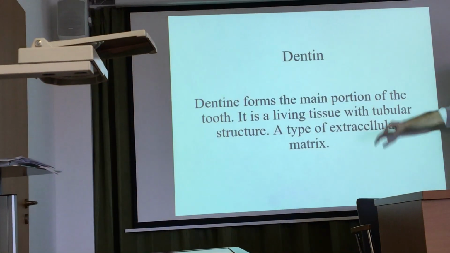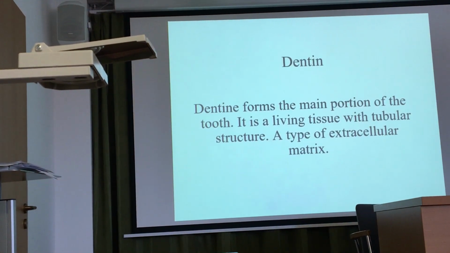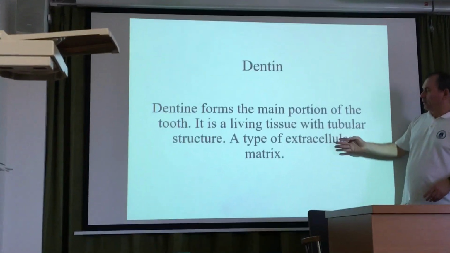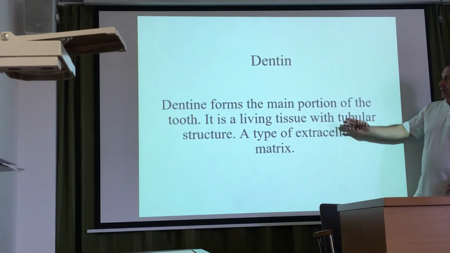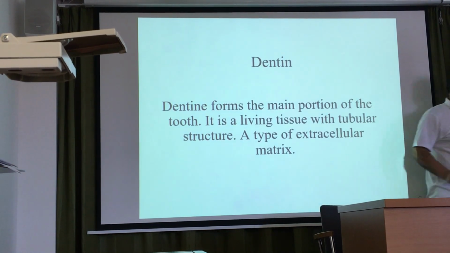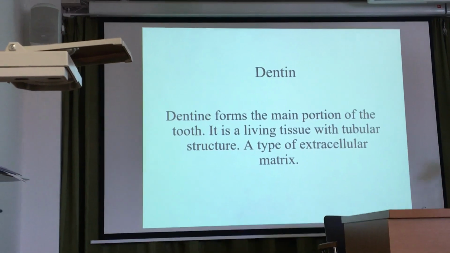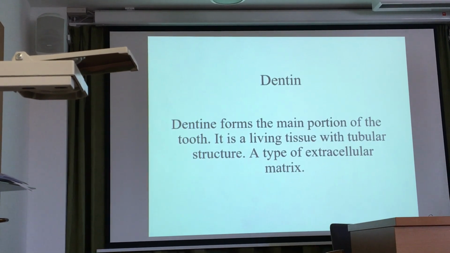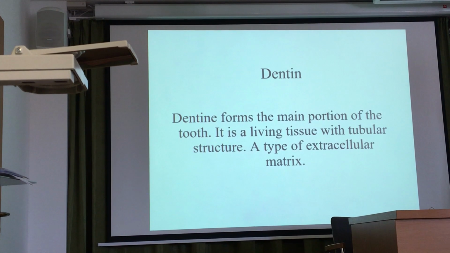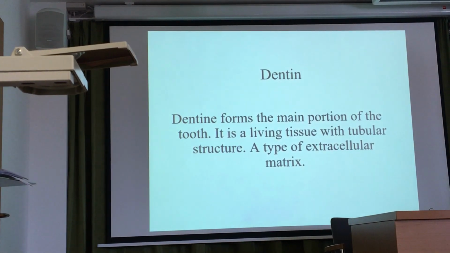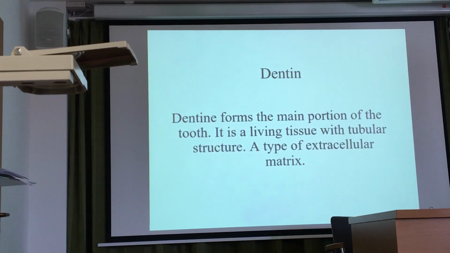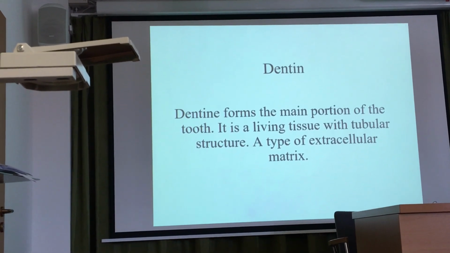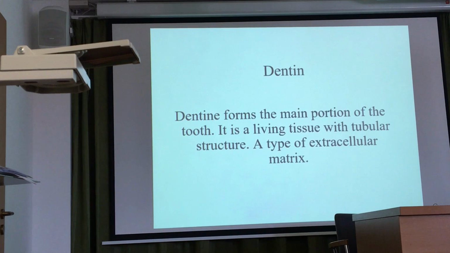And the dentin is the main part of the tooth. Of course, it is a connective tissue, and it is a type of extracellular matrix. And this dentin is found in the crown part and in the root part as well. And we have different characteristics of the dentin, different types of the dentin in connection with the formation of the dentin and location of the dentin. We have different forms of the dentin. So this dentin is important clinically.